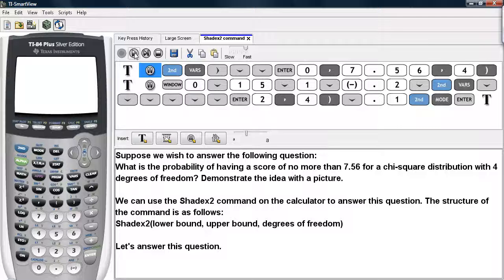The structure of the command is as follows. You activate shade chi-square, then you type in the lower bound, then the upper bound, and then the degrees of freedom. And these are all separated by commas. So let's answer this question.